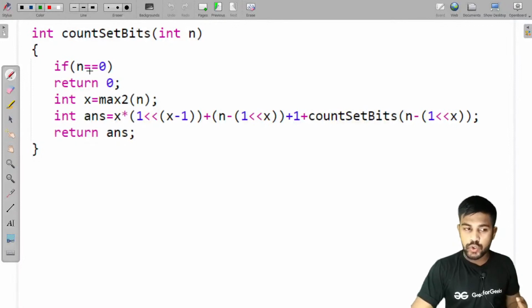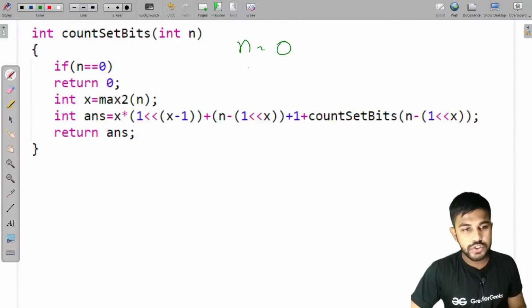Whenever we want to solve any problem recursively, we need a base case. What is the base case? If n is equal to 0, return 0. Why? Because it has no set bits.